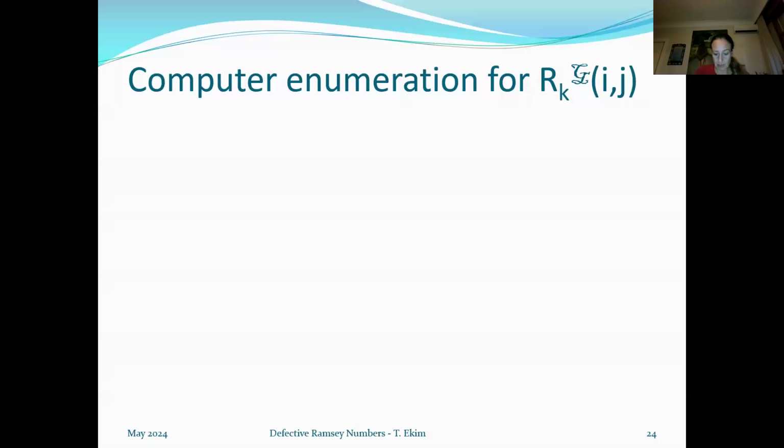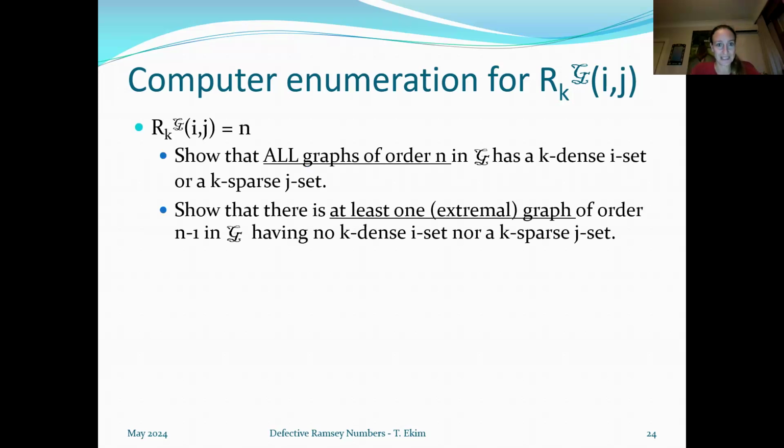Well, now, how to use computer enumeration for defective Ramsey numbers? Let me check timing. Okay. So I will try to show you the main challenges in this kind of research without going into technical details because we don't have too much time for this.